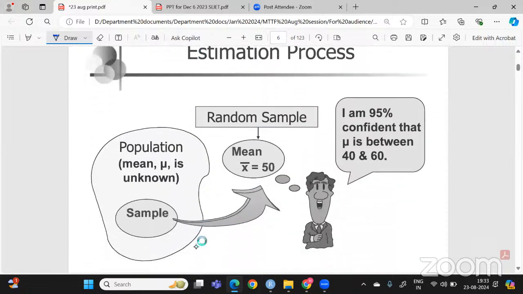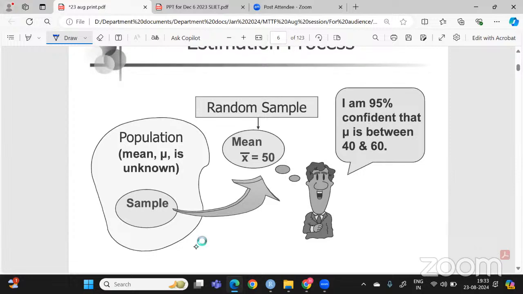One example I want to give here: we have a population in which we do not know the population parameter mean. So mu is used to represent the population mean. We take one sample, and from the sample we get an idea that the sample mean is equal to 50. Now can we make a statement that I am 95% confident that mu is between 40 and 60? How can one get that?